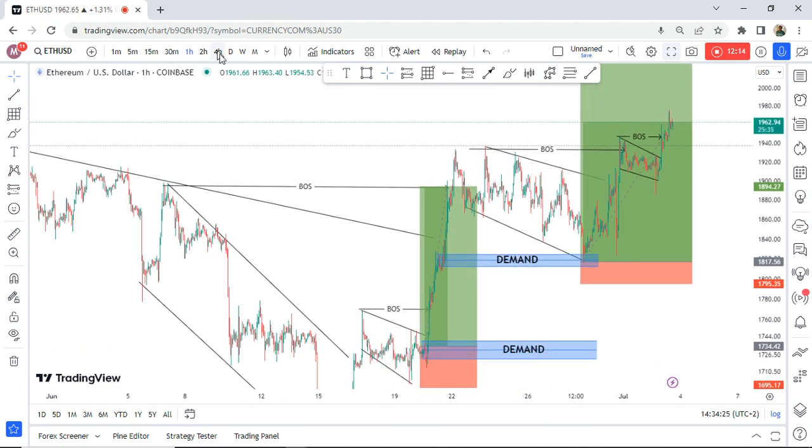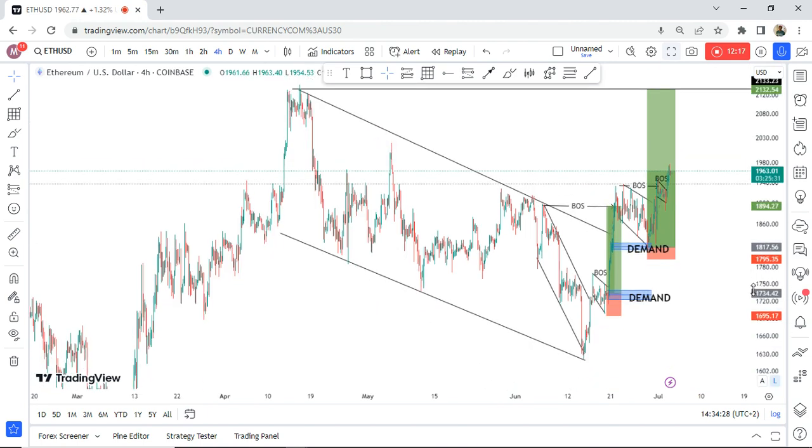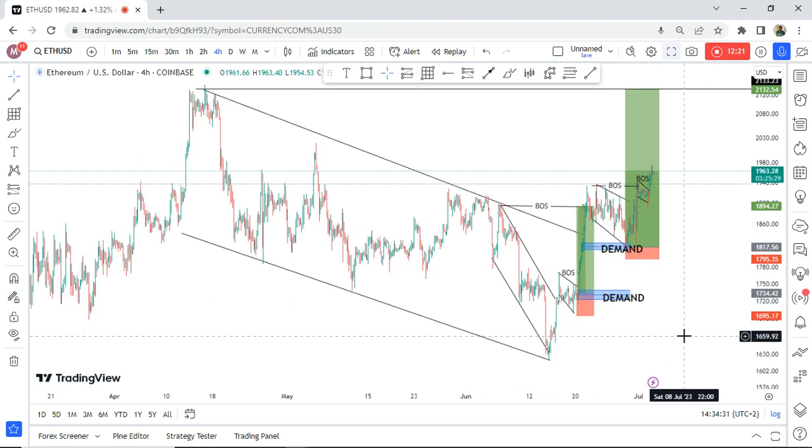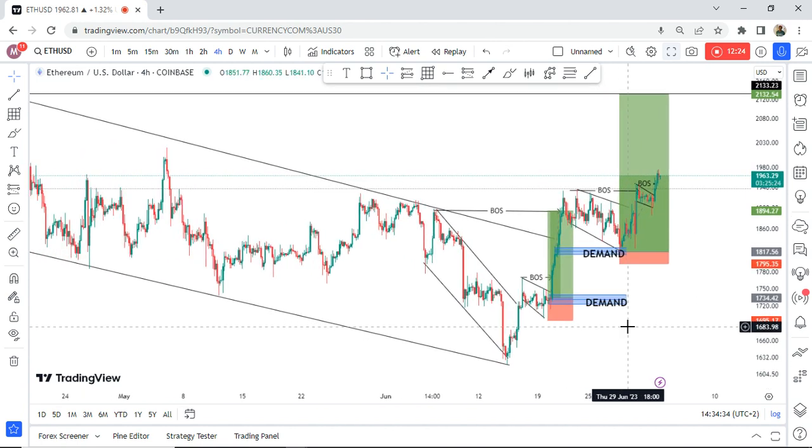Let me just open the 4 hour time frame and show you what's happening with this one. I think I've been in this one for 2 weeks now. Yeah, I think it's 2 weeks. This is going to be the third week right now.